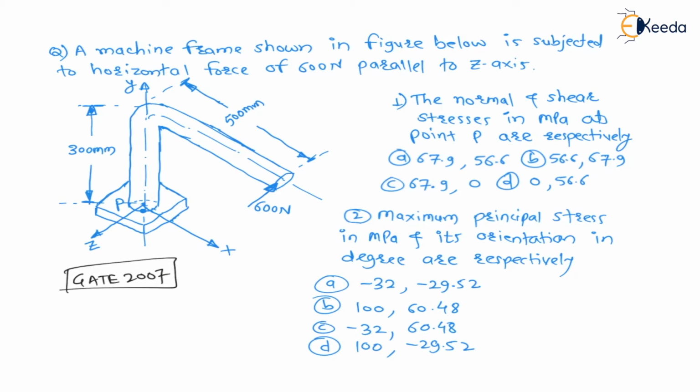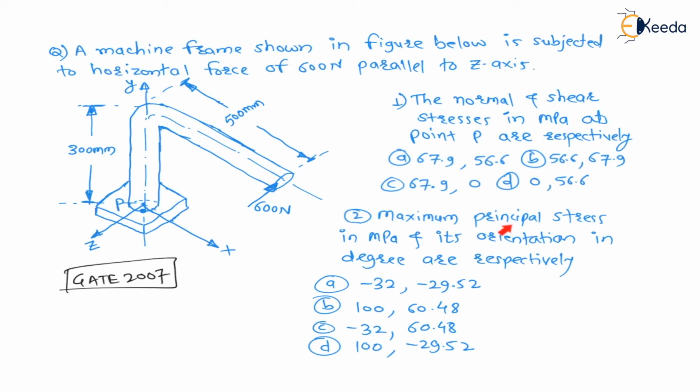Now the question is, a machine frame shown below is subjected to horizontal force 600 Newton parallel to z axis. See here, horizontal force 600 Newton is shown, which is parallel to the z axis, right? Now x axis, y axis and z axis are given. Now the question number 1 is, the normal and shear stresses in MPa at point P are respectively. See, point P is given at this fixed end, right? Here you can see this is a point P. Now the normal and shear stresses at point P we have to calculate.